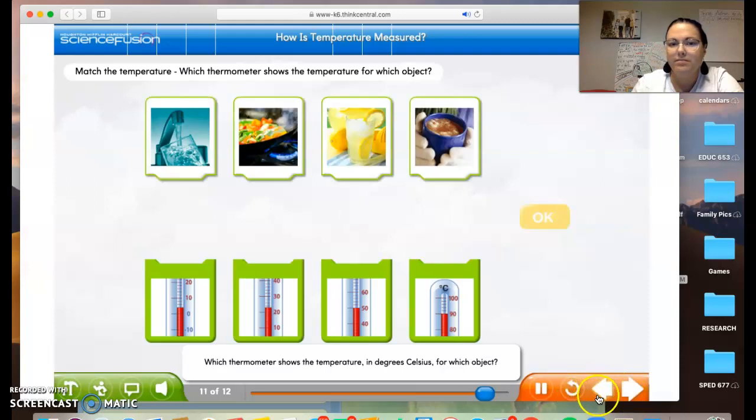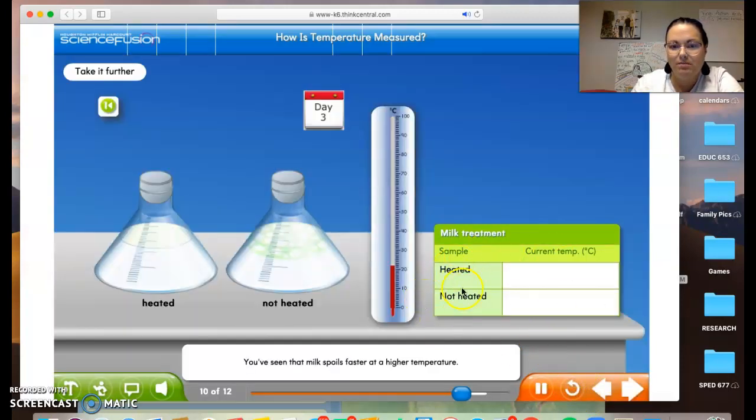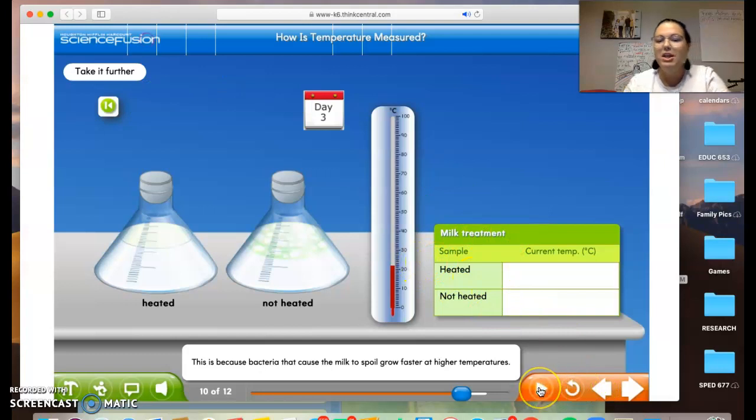Which thermometer shows the temp? No, hang on. Hopefully it won't make us do the whole thing again. I'm just going to pause this and explain what it said, because for some reason it's not letting me do the next part.